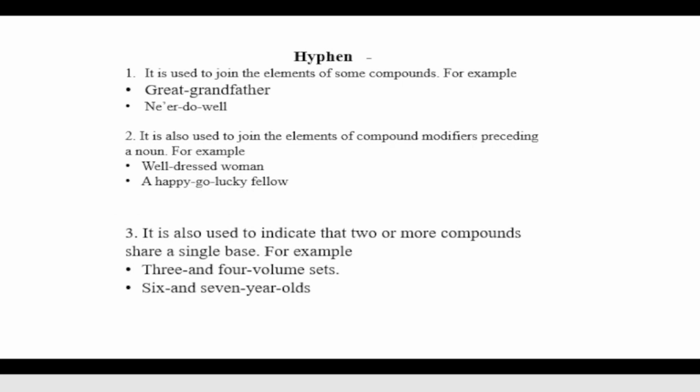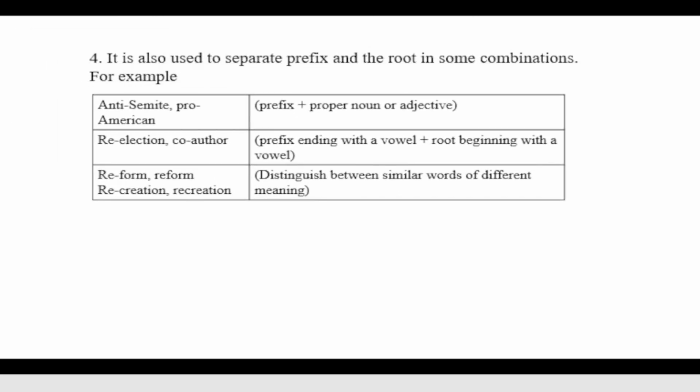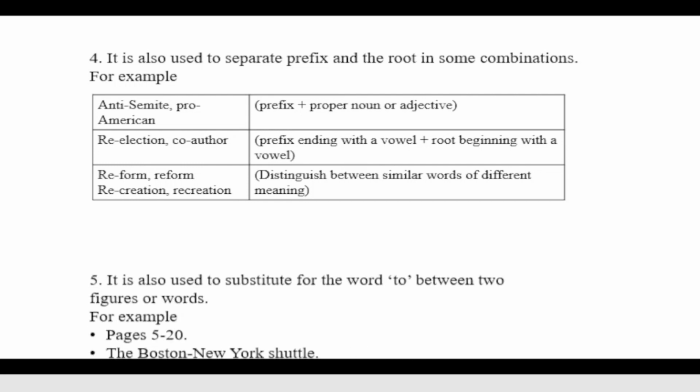3. It is also used to indicate that 2 or more compounds share a single base. For example, 3- and 4-volume sets, 6- and 7-year-olds. 4. It is also used to separate prefix and the root in some combinations. For example, anti-Semite, pro-American are examples of prefix and proper noun or adjective. Re-election, co-author are examples of prefix ending with a vowel and root beginning with a vowel. Re-form, reform. Re-creation, recreation are examples of distinguishing between similar words of different meaning.